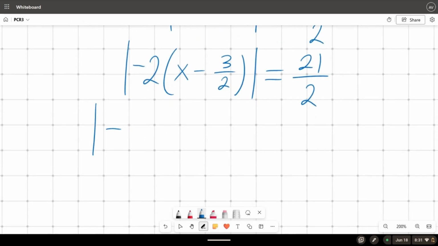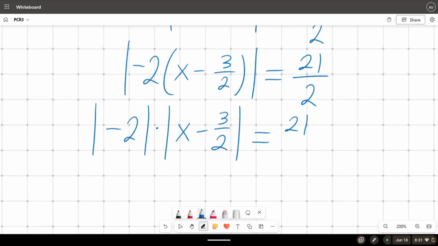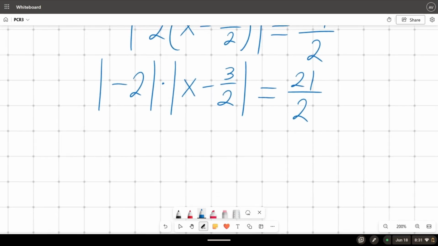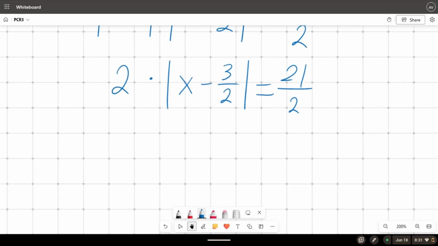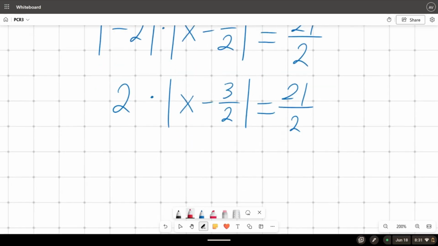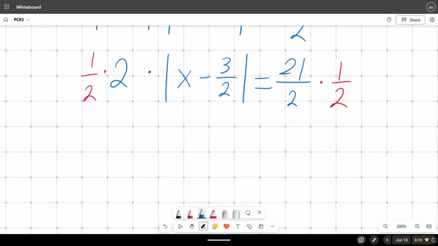Now when we split it into the separate absolute value, we get the absolute value of negative 2 times the absolute value of x minus 3 halves is equal to 21 over 2. Now what's nice is the absolute value deals with the negative for us. It forces it positive. Now all we have to do is divide by 2. Or the way I'm going to do it, I'm going to multiply by 1/2. They're the same thing. It just looks a little different.